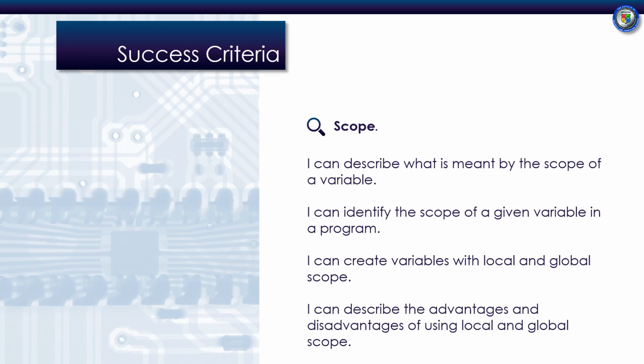Our success criteria for today is as follows. I can describe what is meant by the scope of a variable. I can identify the scope of a given variable in a program. I can create variables with local and global scope. I can describe the advantages and disadvantages of using local and global scope.